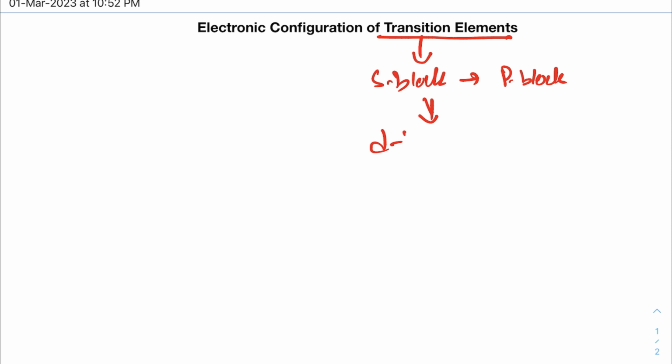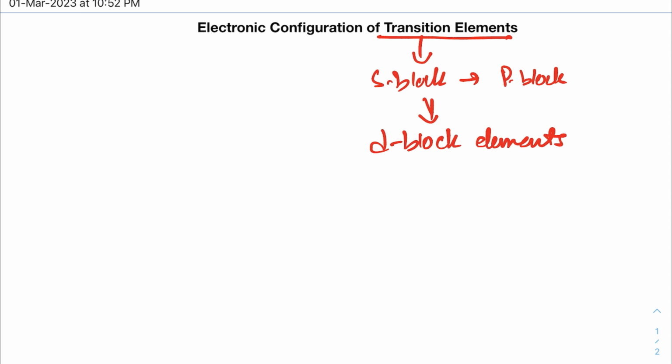Hello everyone. So today we are going to learn about the electronic configuration of transition elements. So what are the transition elements? Transition elements are those elements that lie between the S block and the P block, and they are actually known as D block elements. Yes, and transition metals are basically unstable metals that display transitional behavior between the S and P blocks.